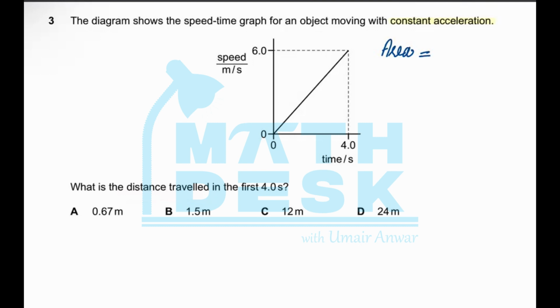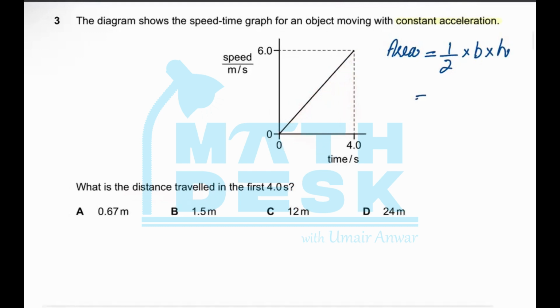And if we see this figure which is being drawn here under this line, it is a triangle. So the area of the triangle could be found out by using the formula half base into height. Half, base would be 4. This one would be the base, and this would be taken as the height of 6 meter per second. So it is half into 4 into 6, and the answer would be equal to 12 meters. So from the given options, C would be the correct option.